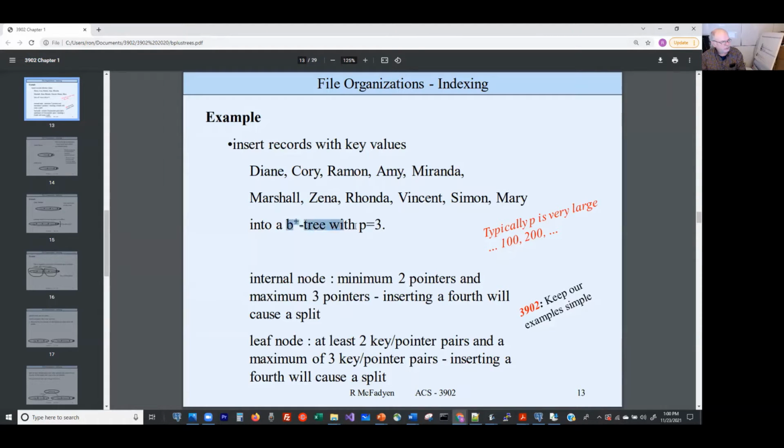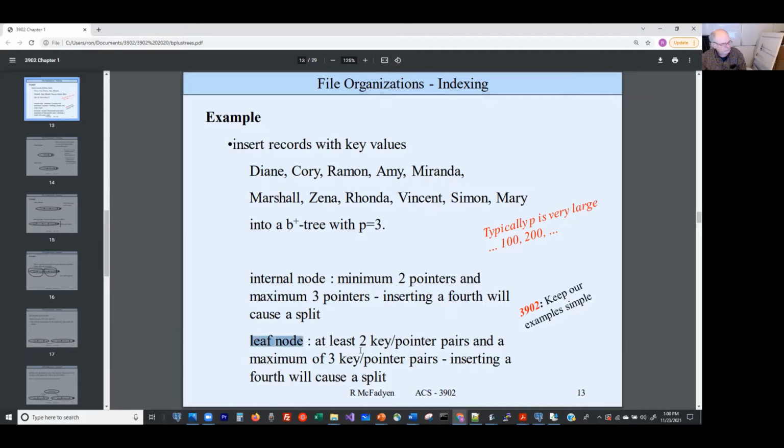We're inserting this into a B plus tree of order 3. And the implications of that are the following. For an internal node, a minimum of 2 pointers, a maximum of 3 pointers. So a very simple structure. If, because of splits, we need to insert a fourth, it's going to cause a split in an internal node.